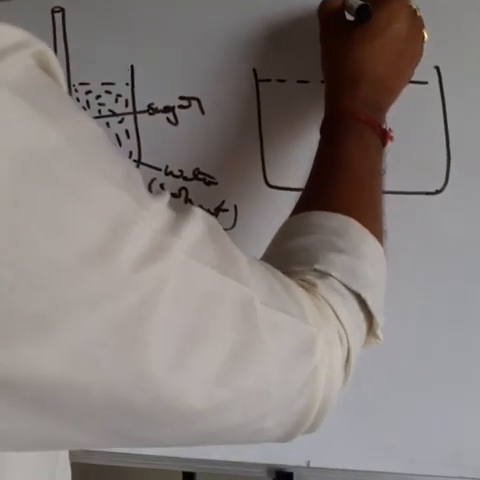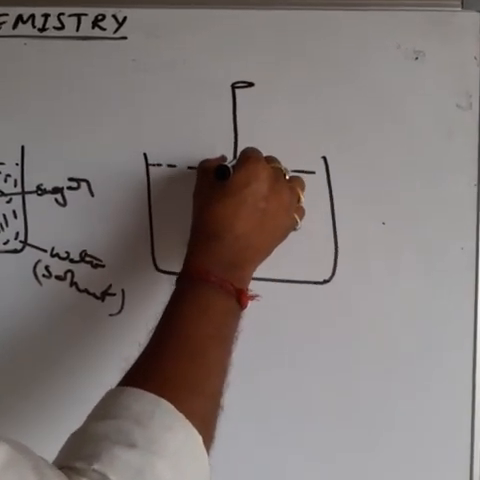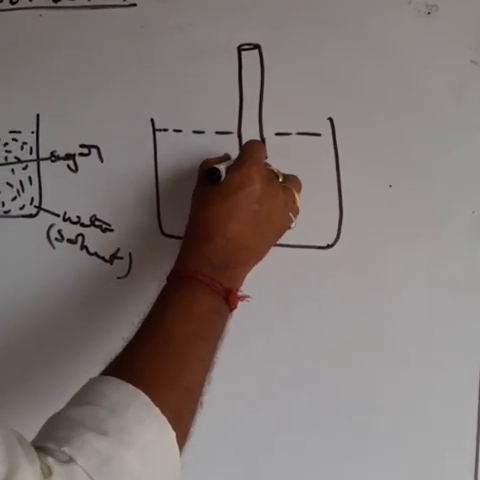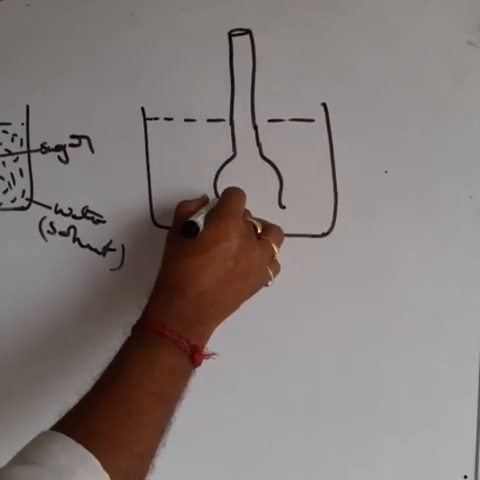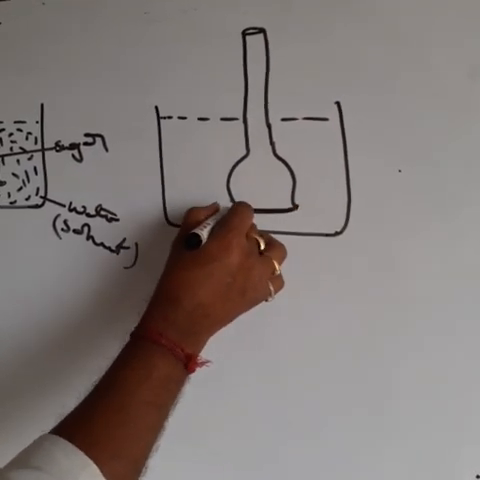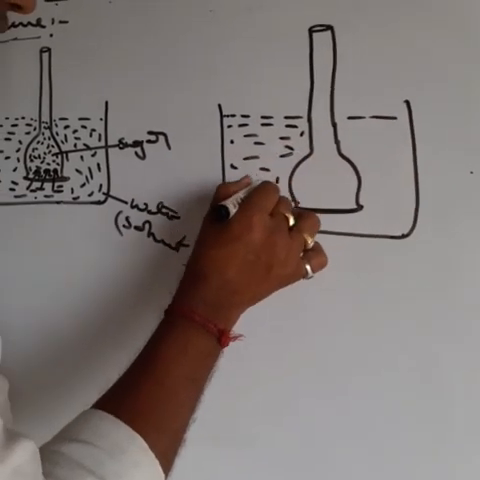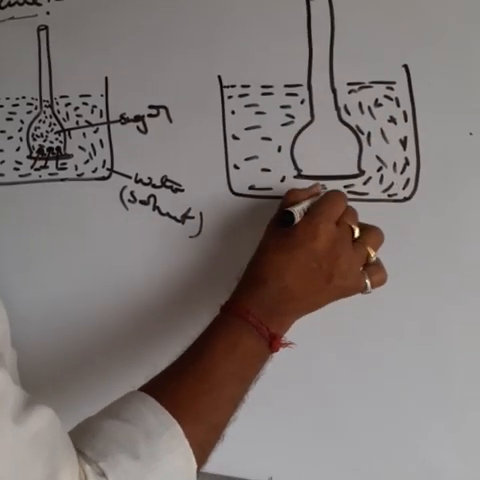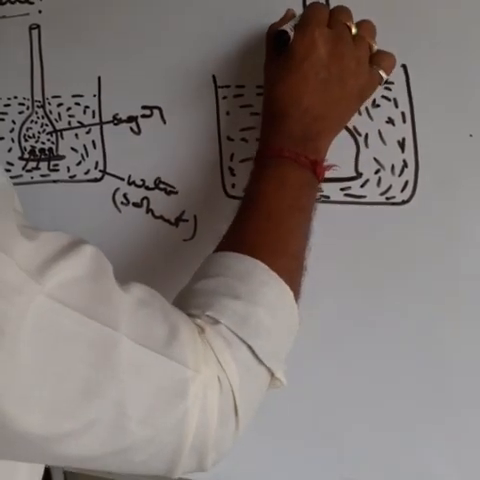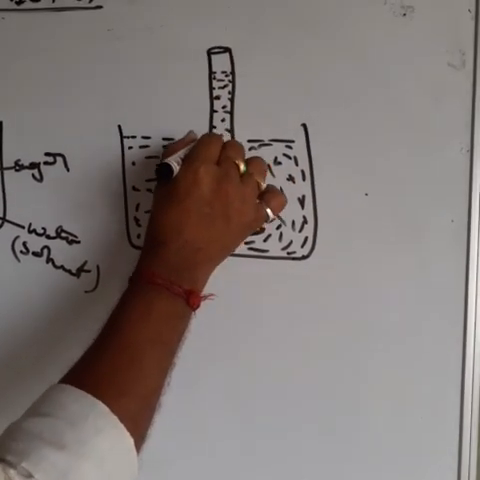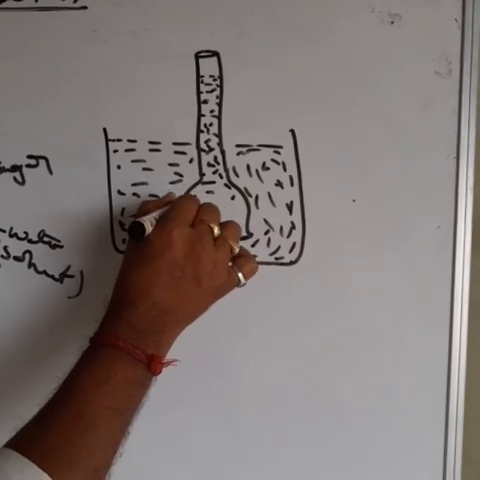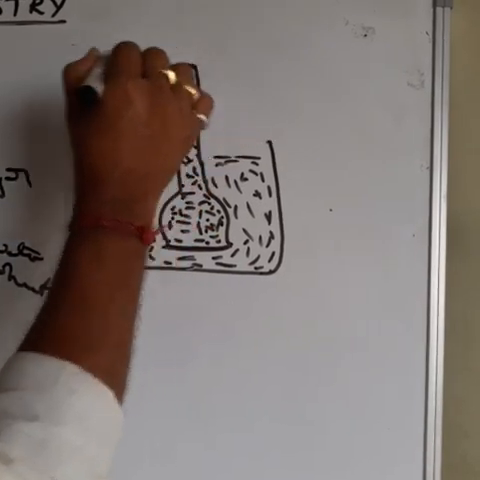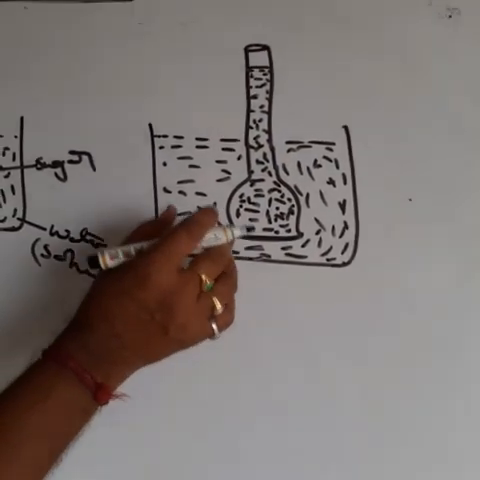So see here that point. We can observe the level of sugar solution in the thistle funnel in this second beaker. This is the thistle funnel. This is the semi-permeable membrane. This is water. This is the sugar solution. Okay, this is the level of the sugar solution.